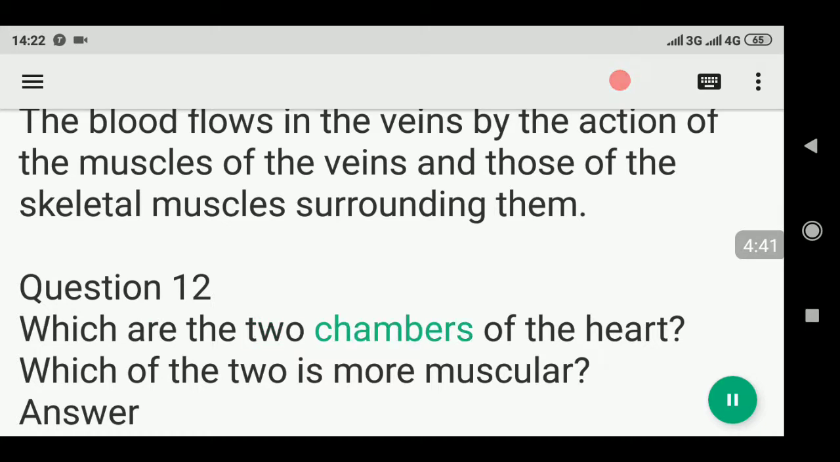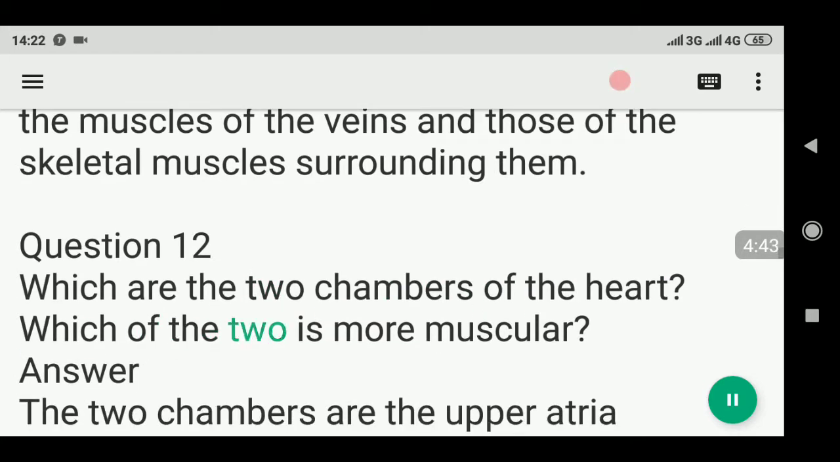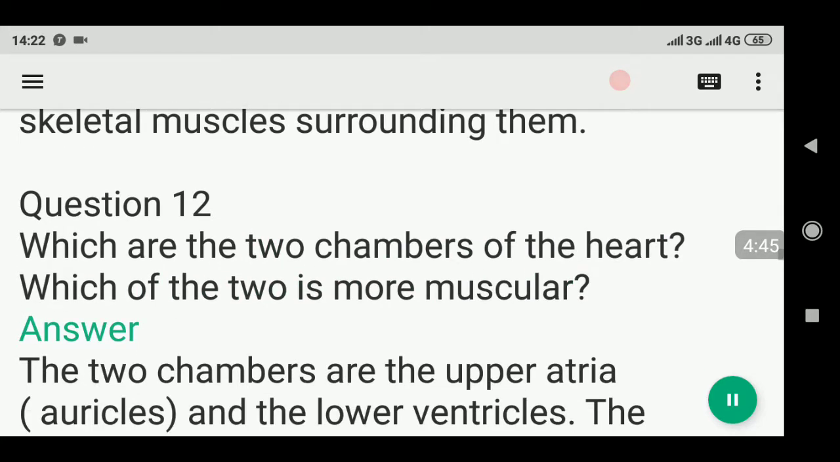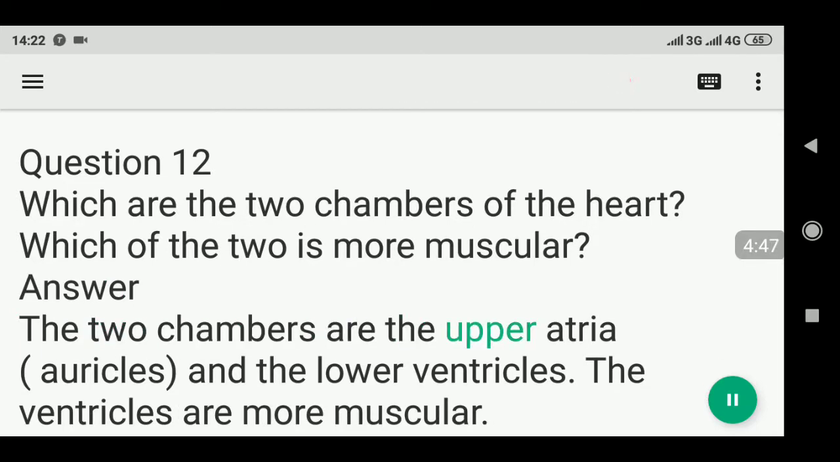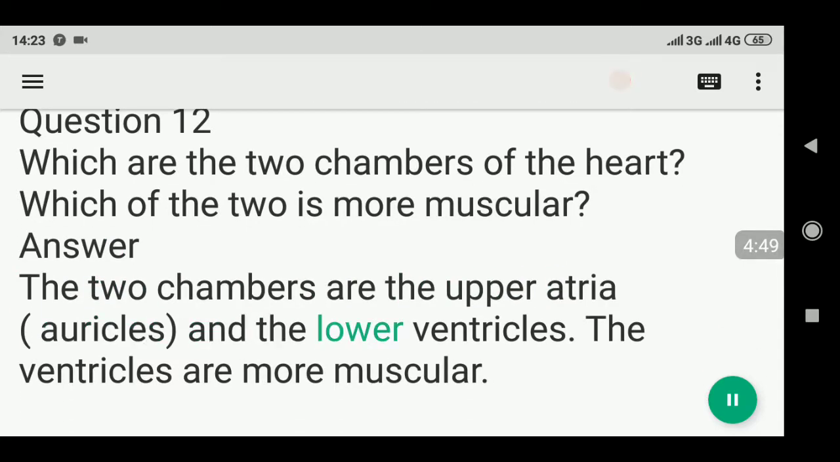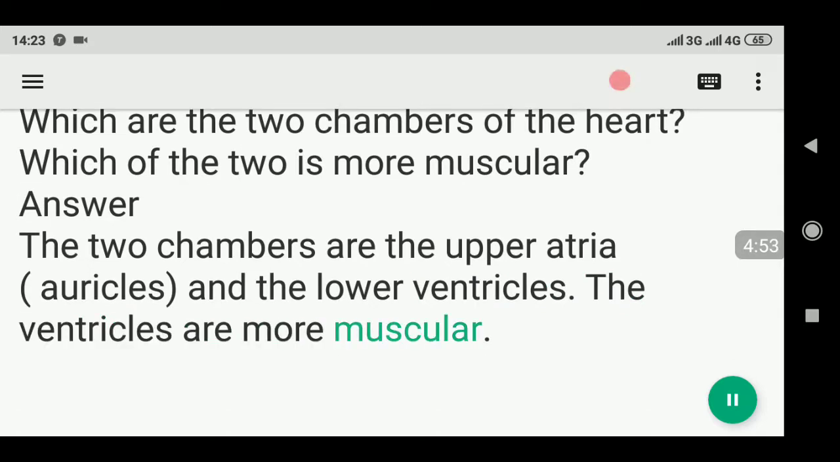Question 12. Which are the 2 chambers of the heart? Which of the 2 is more muscular? Answer. The 2 chambers are the upper atria, auricles, and the lower ventricles. The ventricles are more muscular.